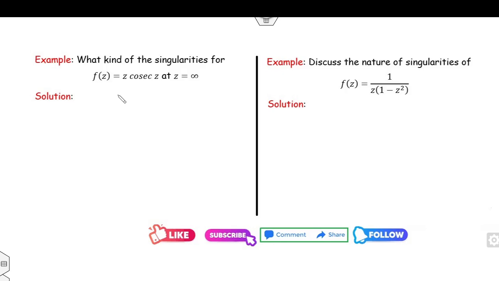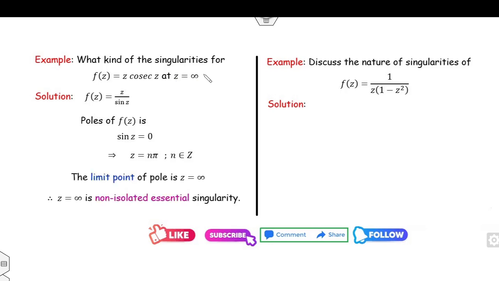Okay, look at another one. Again, it's a cosecant, so I can write it as such, and your target is to check only at the point infinity. Now, can you find the pole? Because the numerator is non-zero, the pole of the given function is where sin z is 0. That implies z is n pi. Fine. So once z is n pi, can you find the limit point of the pole? The limit point of the pole is z equal to infinity.